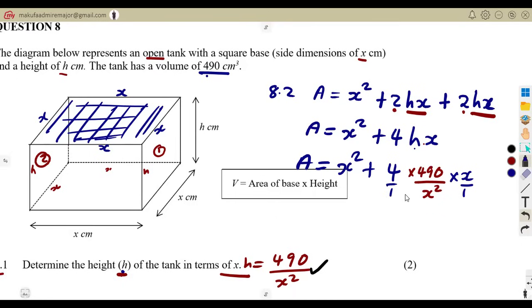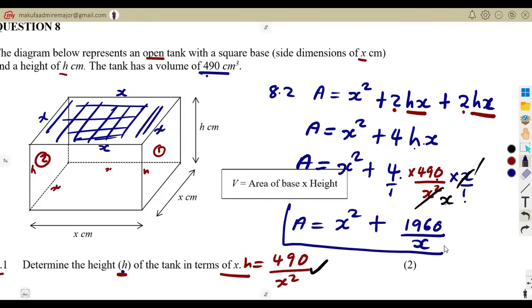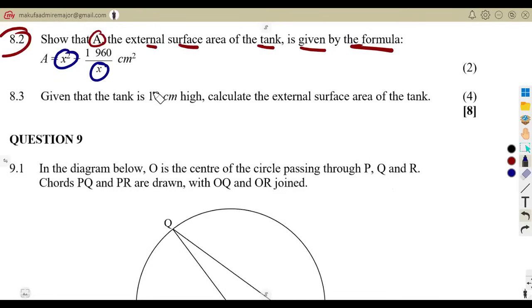This is the same as over 1. So we are going to have our A as x squared plus, let's cancel x and x into x squared, that's x. So multiply the numerator to the numerator, 4 times 490. We have to multiply these two, so it was going to be 1,960 over 1 times x times 1, which is x. All right, so as you can see, guys, this is the area that we were being asked to show that it's going to be like this.